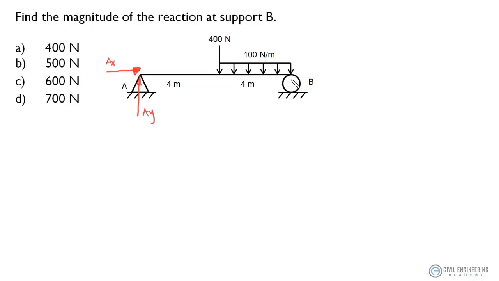And then a roller is modeled with a single reaction. Since it's in the y direction, we're going to call it B sub y. So we've got three reactions on this beam. Now, the problem is asking for just the reaction at support B, so we're just solving for By.